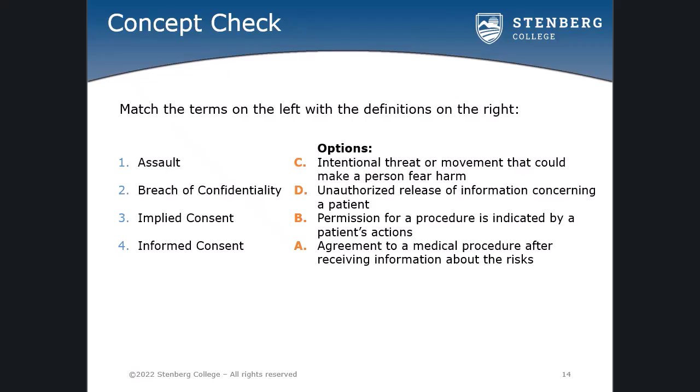Question 3, implied consent. The answer is B, permission for a procedure is indicated by a patient's actions. The patient implies their consent by rolling up his or her sleeve. And 4, informed consent. The answer is A, agreement to a medical procedure after receiving information about the risks, or after being informed about the risks.